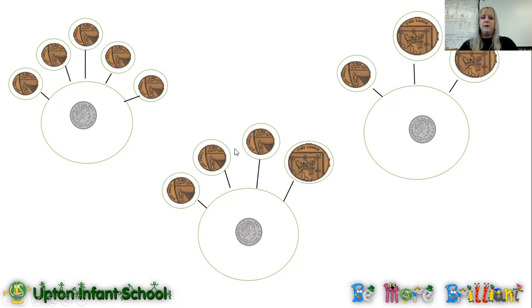So a 2p coin and 3 1p coins is the same as 5p. And up here, you can see again, I have done the same, but this time I've used 2 2p coins, because if we count in our twos, we've got 2, 4, and then we're going to add 1p. So 2, 4, 5p, that is all together, because 2 add 1 makes 5.